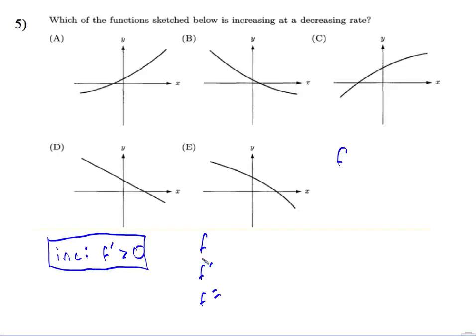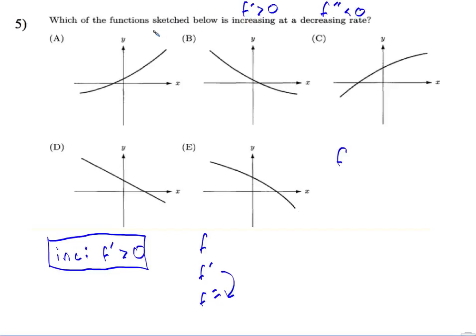So the rate is also the derivative. The rate of f is the derivative. That means the rate of the slope is f double prime. So at a decreasing rate means f double prime is decreasing. Just normal increasing means f prime is increasing.